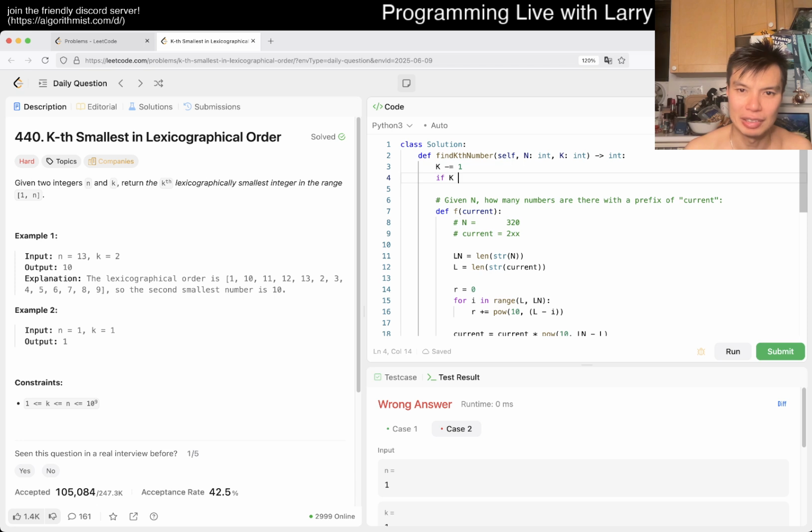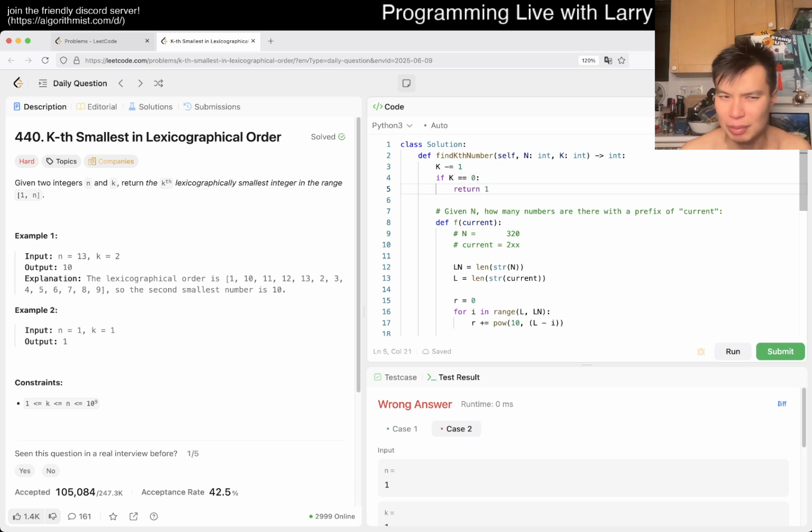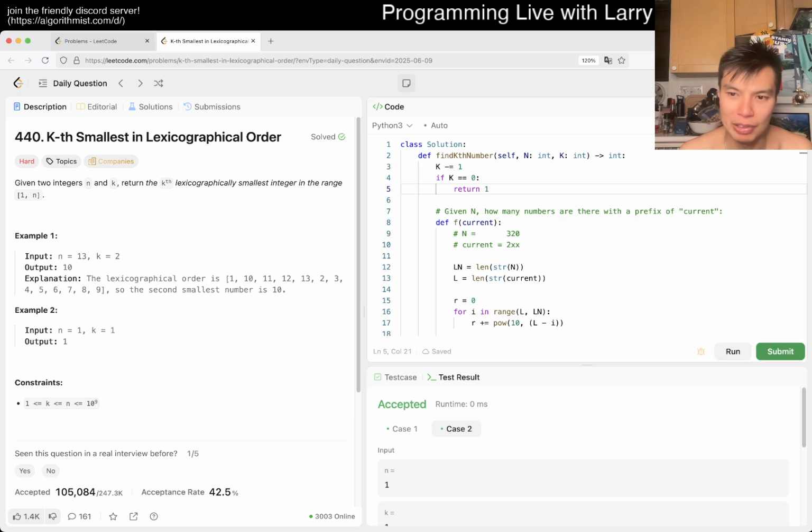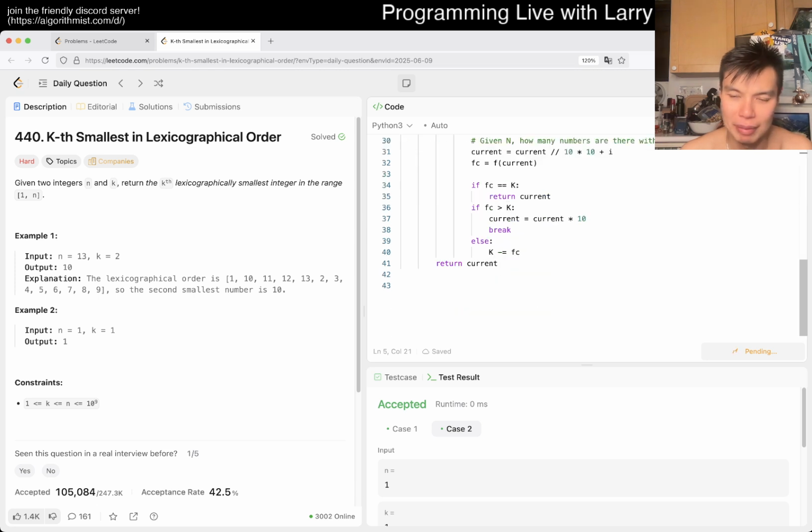Let's just say if k is equal to 0, then we just return 1, because that's always going to be the case for every input. Am I confident? Not at all. But I am lazy, so I'm going to submit just because I want to get a wrong answer quick so that I can debug without thinking about more test cases.